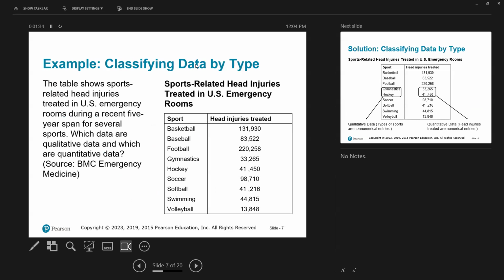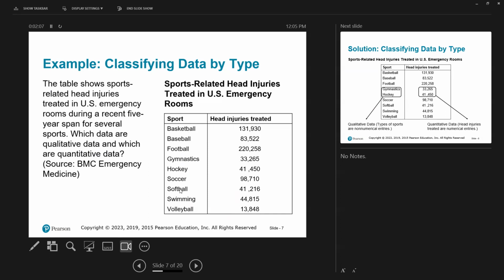Now, if you look at this example, the table shows sports-related head injuries treated in US emergency rooms during a recent 5-year span for several sports. Which data are qualitative and which ones are quantitative? So I see that here from basketball, we have this many head injuries. Baseball, we have this many head injuries. And then football, 220,258 injuries. So we have sports column, and then we have head injuries column.